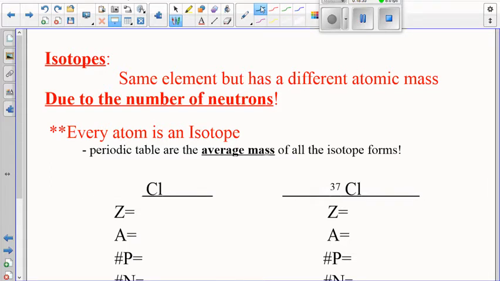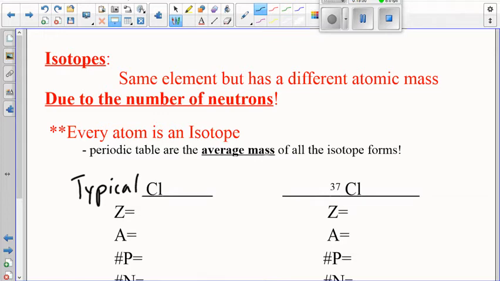Element number 17. So what does that mass say? Someone read that out to me. 35.4527. Okay. So this is the average mass of all the chlorines that we know. What this is saying is that chlorine is usually about 35, but sometimes you have chlorines with a mass higher than that. That's what that's kind of telling us.